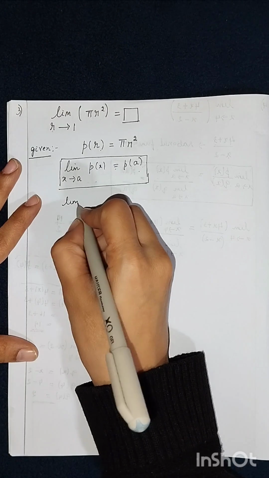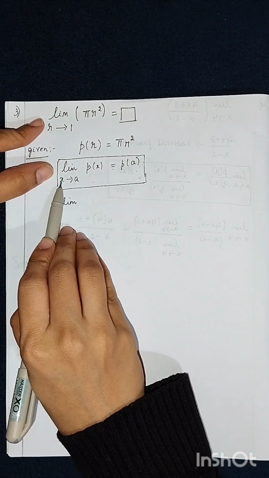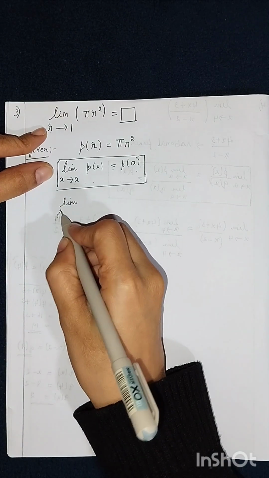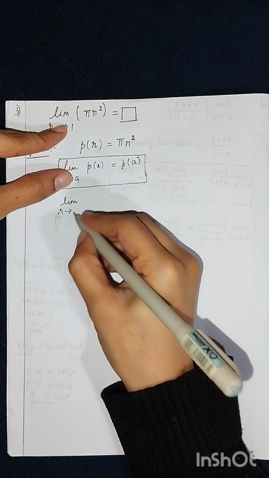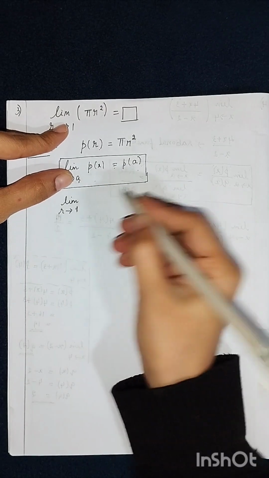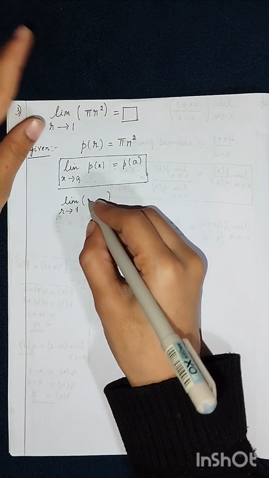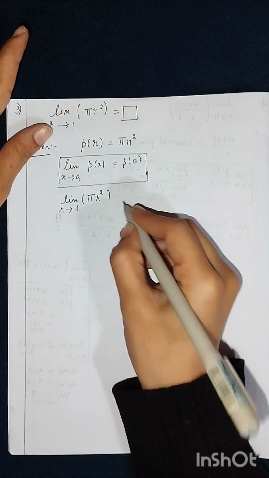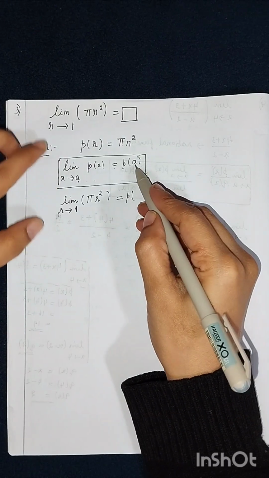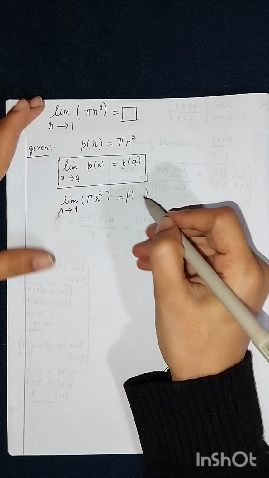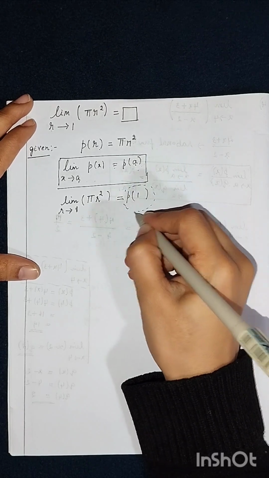Now let us compare these two. So in the place of x we have r, so we will write r here, and in the place of a we have 1. So where they have given a as 1, we will write 1 here. And in the place of p of x, that is p of r, we have pi r square is equal to p of a, whose value is 1, right? We have written 1 here. So let us write 1. Now our duty is to find p of 1 here.